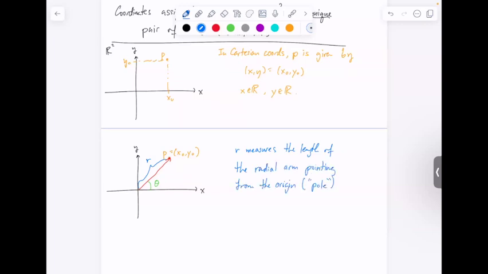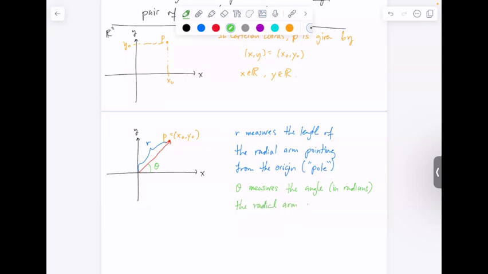I'll point out that your textbook and web design calls the origin the pole in these polar coordinates. I don't think this is very standard, but in case it comes up in the web design, just know that they use the word pole for the origin. So R measures the distance from the origin to your point, and theta measures the angle in radians the radial arm makes with the positive x-axis.